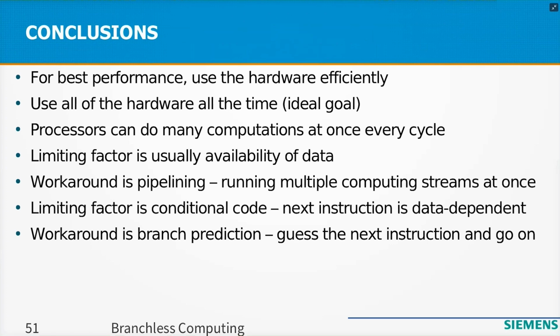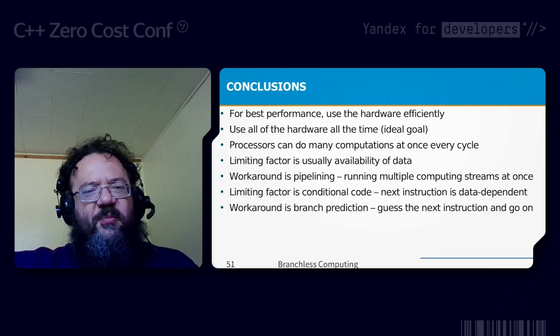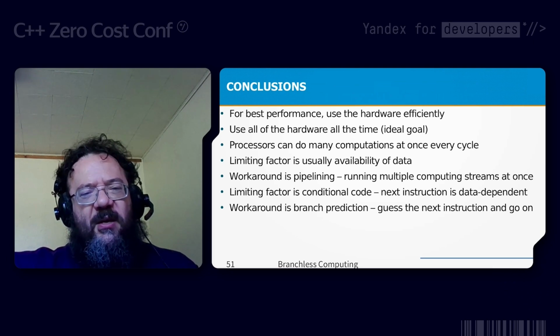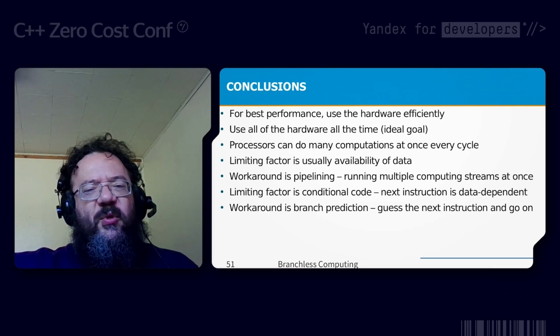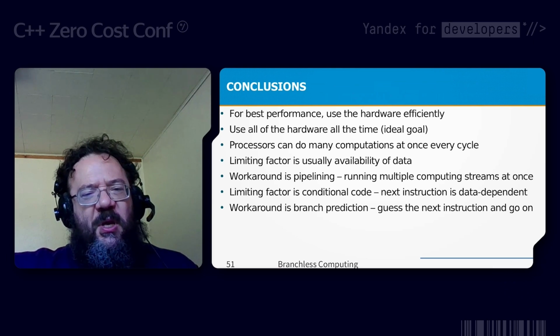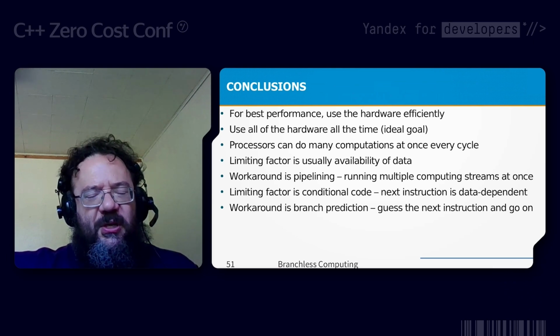We want to get the best performance from our programs. For the best performance, we want to use the hardware as efficiently as possible, which means not letting any hardware sit idle. Processors can do many computations at once, every cycle, and we want to use all of that. Why can't we use all of that? Typically, we don't have enough data to do so many computations at once, because we need the result of the previous computation to run the next computation.